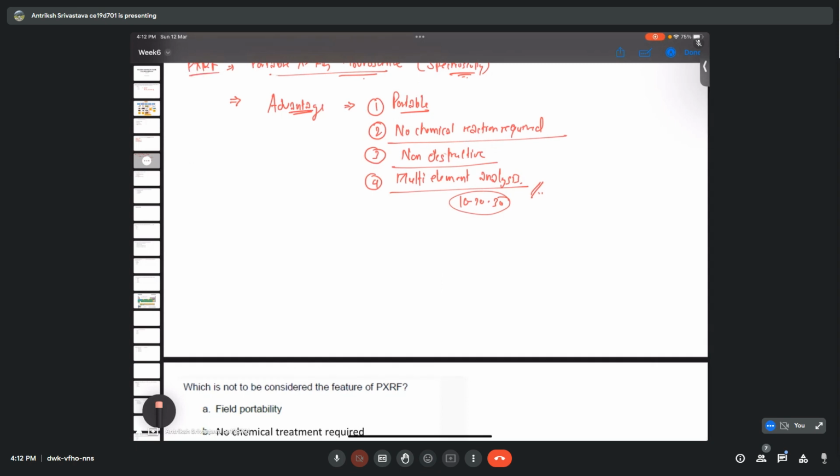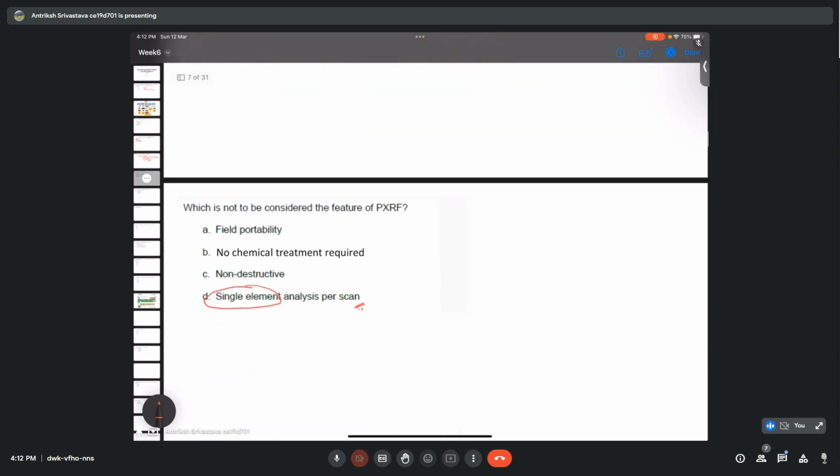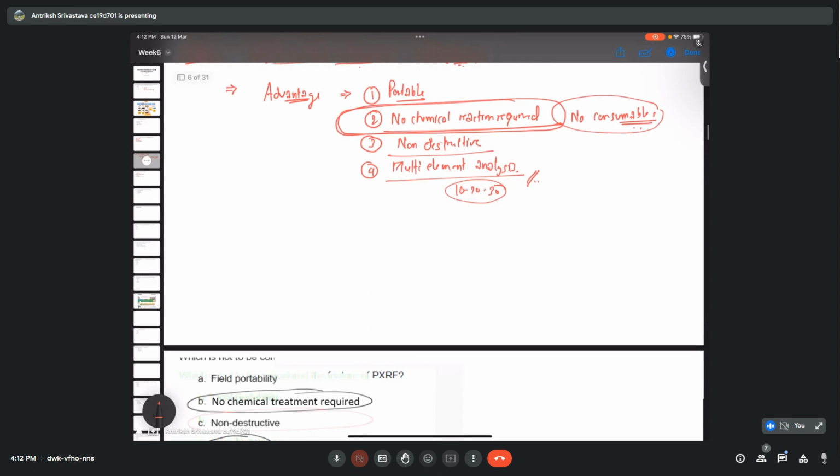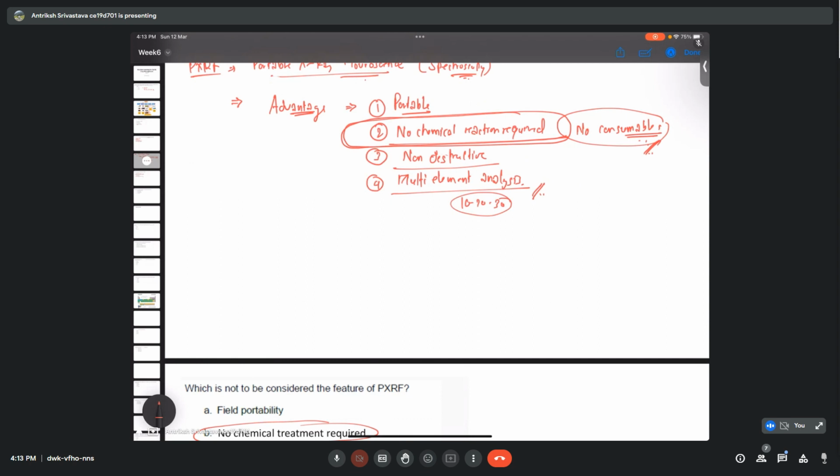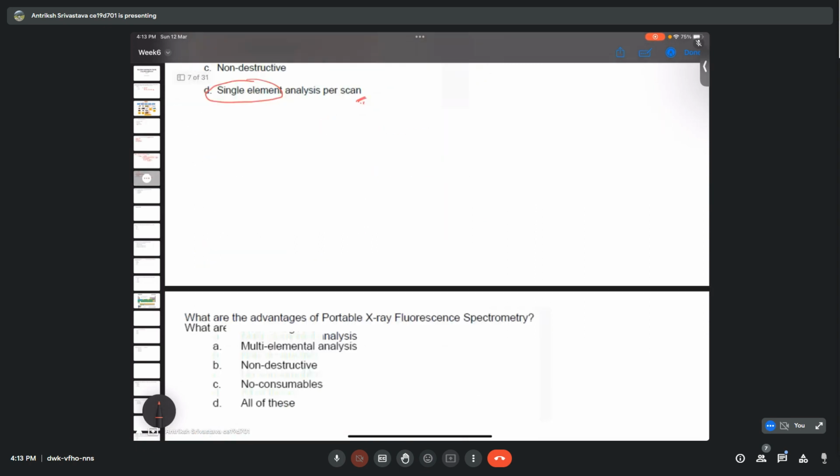In the PPT, this term, no chemical reaction required, is written as no consumables. So if that comes in one of the options, and probably that was in the option, and I changed it to this, you should not get confused. It just means that it doesn't require any chemical reaction, and you don't need to have any kind of chemicals with you that will be used up after the analysis. That's why it is saying that no consumables are required.